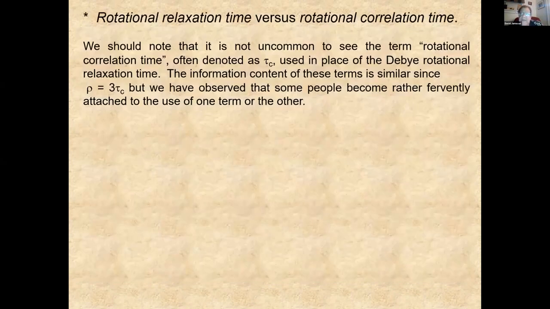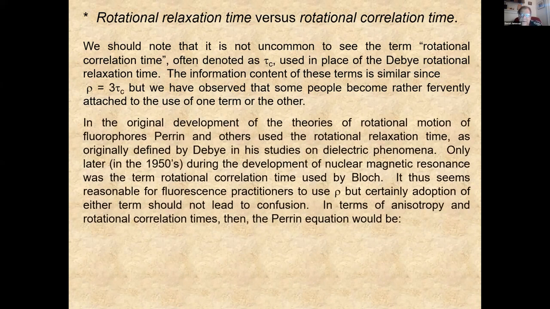Now I'm going to make a side comment about rotational relaxation time versus rotational correlation time, because it's not uncommon in the literature to see people using rotational correlation time, which is usually designated as tau sub c, instead of the rotational relaxation time. The information content is the same, because it turns out the rotational relaxation time is exactly 3 times the rotational correlation time, but people get attached to one term or the other. Originally, when polarization was being developed, with Perrin, they studied the relaxation time already defined by Debye, who studied dielectric phenomena. It was only in the 1950s when Bloch was proposing NMR measurements that he got the term correlation time, okay? So the important thing is just to know there's a difference, because when you're reading the literature, you can see one or the other.